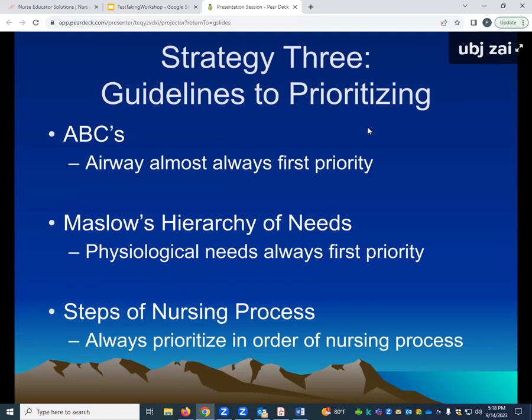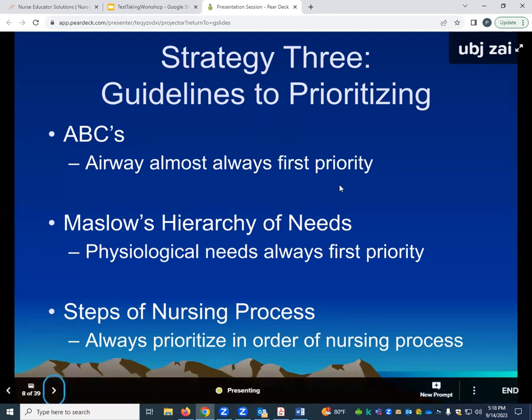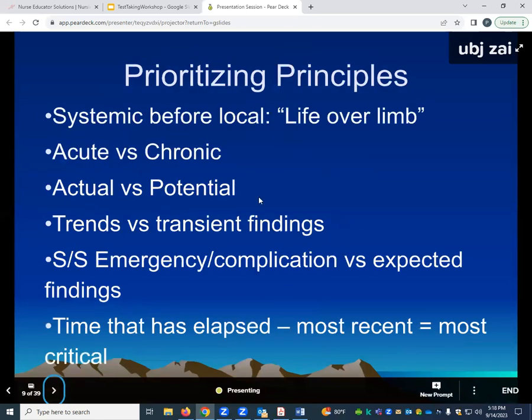Maslow's hierarchy: physiological needs and safety are going to be a higher priority than psychosocial needs like anxiety and body image. While they're very important, they're not the most important when it comes to your patient. It's the physiological needs. Steps of the nursing process: prioritize in order of nursing process. Assessment is the first step of the nursing process, so that's where you should go rather than jumping in and doing something first. Get more information.